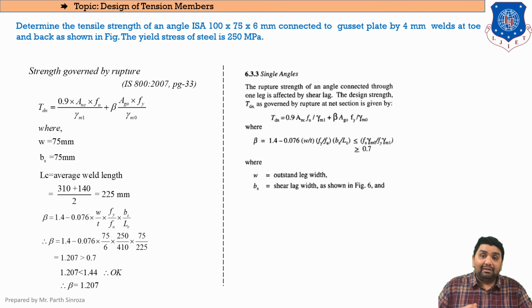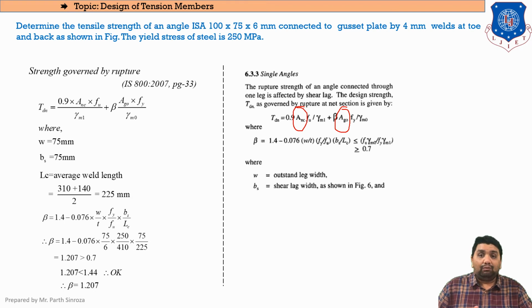Clear? So now we'll be using this beta to find the value of our Tdn, but for that we'll again be requiring two parameters. The first will be Anc, that is the net area of the connected leg, and the second thing we'll be requiring is Ago, that is the gross area of the outstand leg.